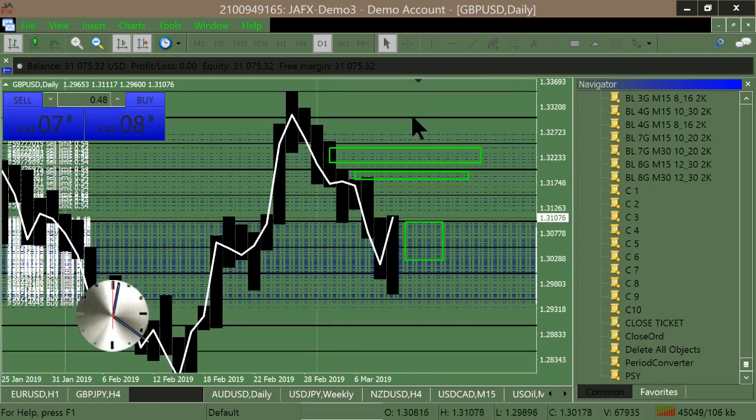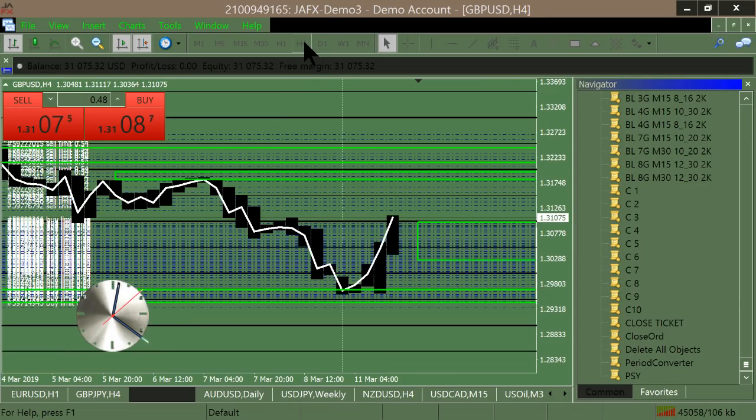But yeah, that's quite the astounding move here. I mean, that is just amazing. Now, that goes to show you can make a lot of money in a short period of time. But they did retest that area.